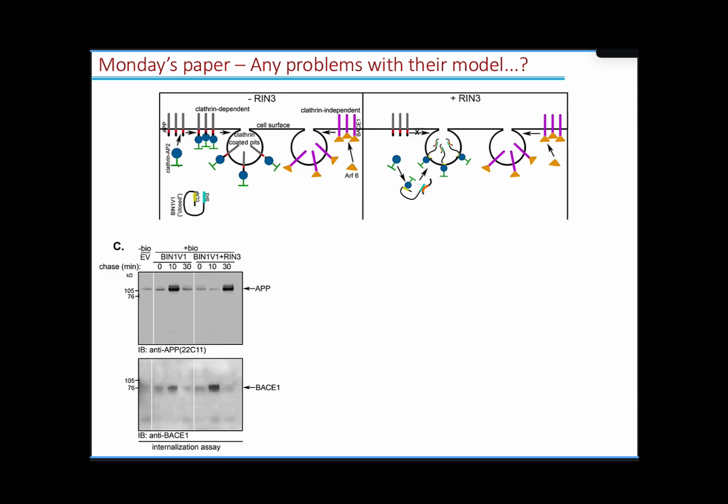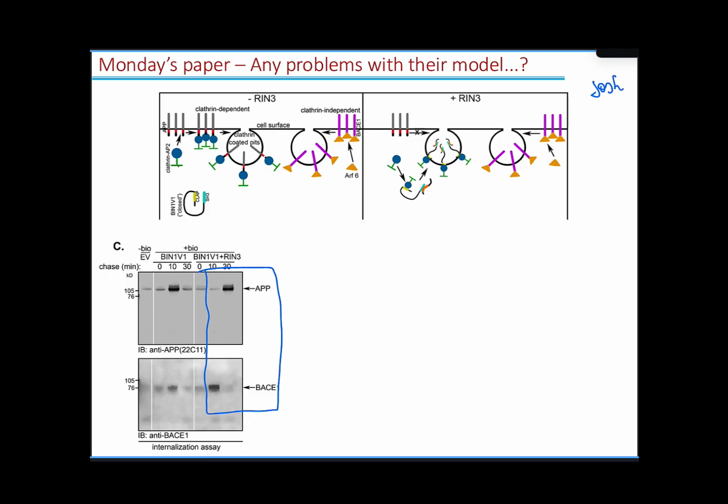And in doing that experiment, they see that APP internalization is significantly delayed, right? Normally it would take about 10 minutes for APP to be internalized inside of cells, but if V1 and RIN3 are co-expressed in those cells, now it takes much longer for APP to make it in, to the point that it's no longer coexisting with base 1. So the idea here is that APP and base 1 go into cells at different times, and therefore they're not going to encounter one another, and therefore base 1 cannot cleave APP. That's the whole idea behind the model. Now I'm asking you, do you see a problem with this model?